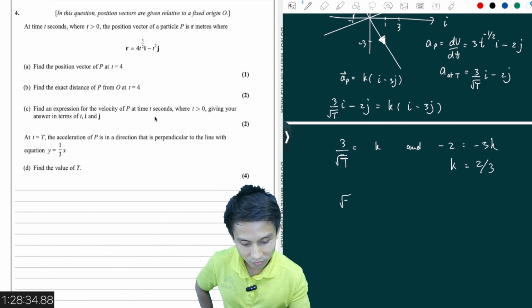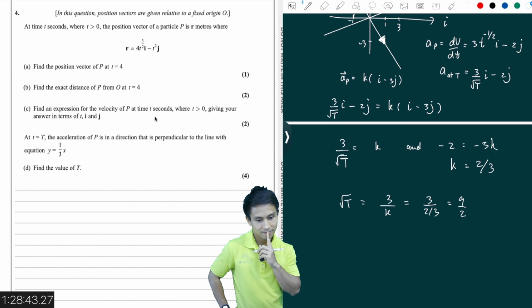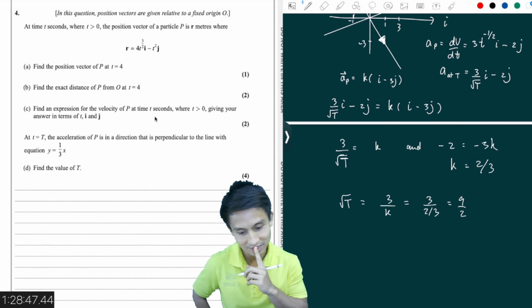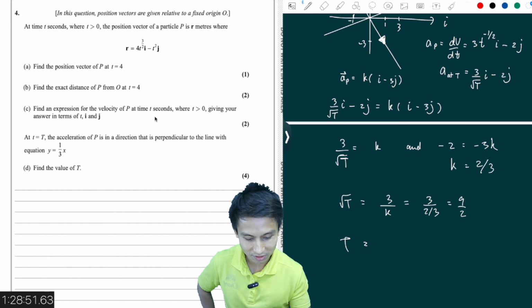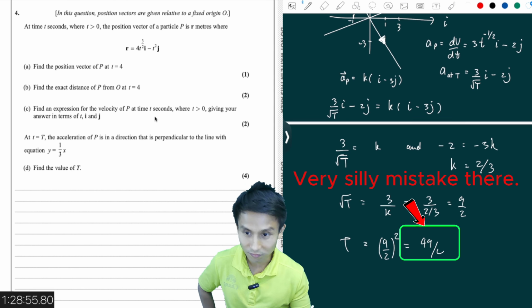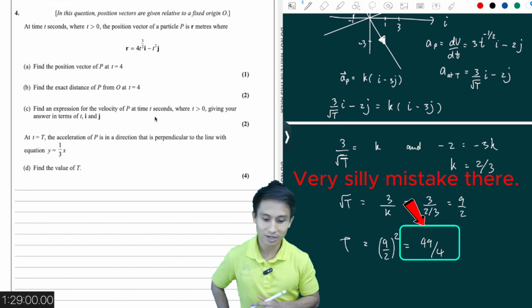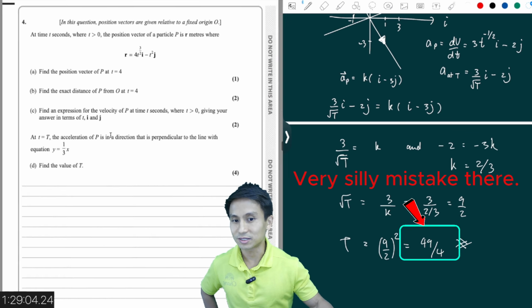So root t is now 3 over k, which is 3 over 2 over 3, which is 9 over 2. Just checking again to see if there's anything wrong. Yeah, it's just a fraction. So t is 9 over 2 squared, which is 81 over 4. Let's keep it at that. That's the value of t. That should be fine.